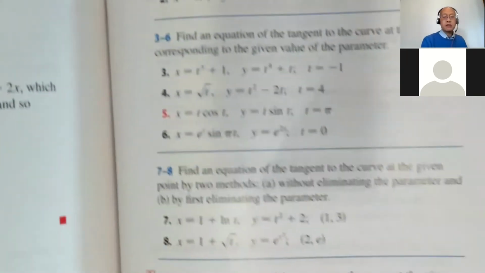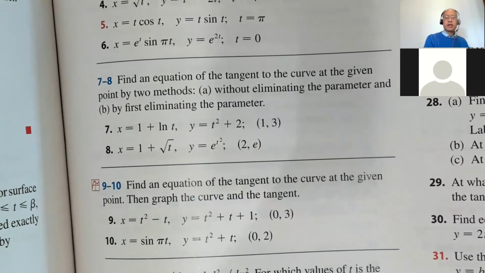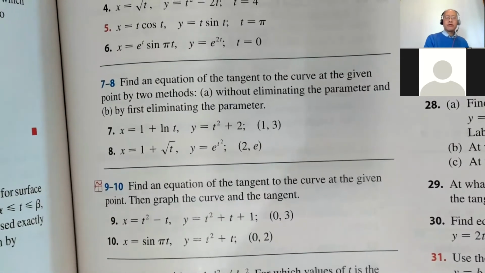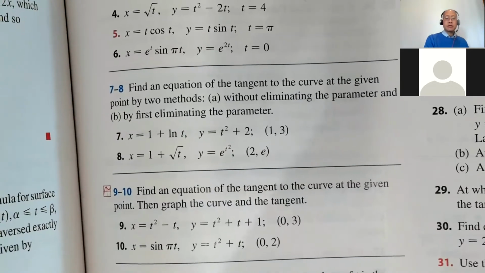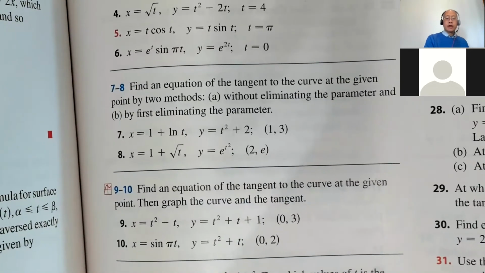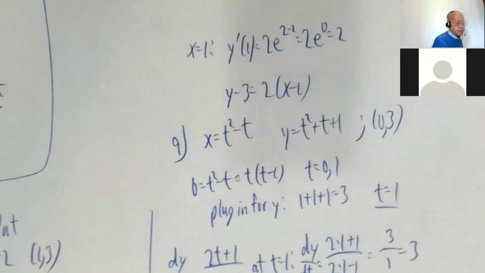All right, then go back and do number 9. Find the equation of the tangent to the curve at the given point. Then graph the curve and the tangent. You don't have to graph. Okay, so x is equal to t squared minus t, y is t squared plus t plus 1 at the point (0, 3).